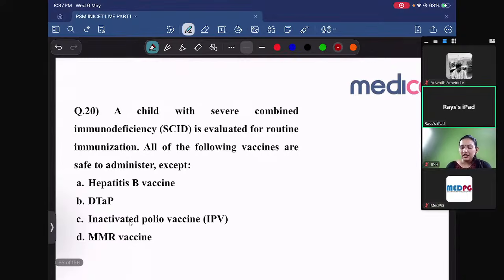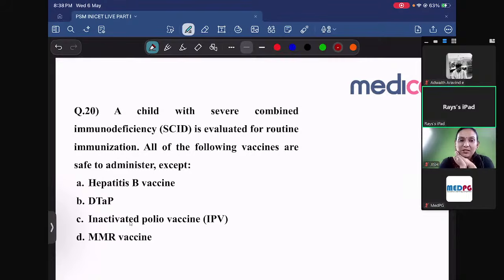Next question. A child with severe combined immunodeficiency is evaluated for routine immunization. All of the following vaccines are safe to administer except. So they are asking which vaccine cannot be given in a child with immunodeficiency, an immunocompromised child. In immunodeficiency, which kind of vaccines do you not give? You don't give live vaccines. Live vaccines are more potent, more effective. But in an immunocompromised patient, you don't give live vaccines.